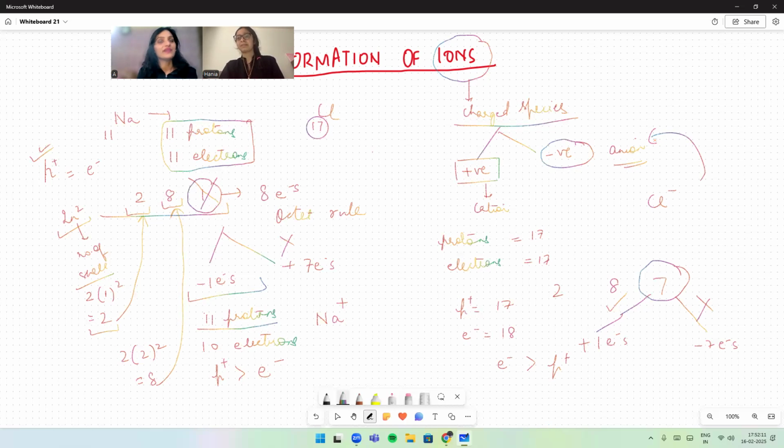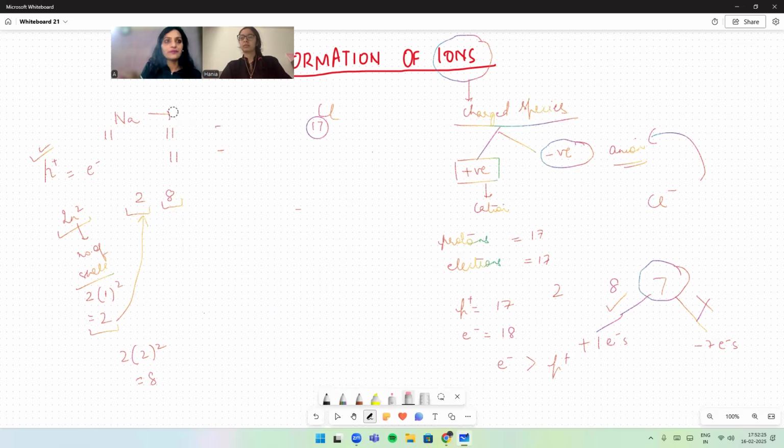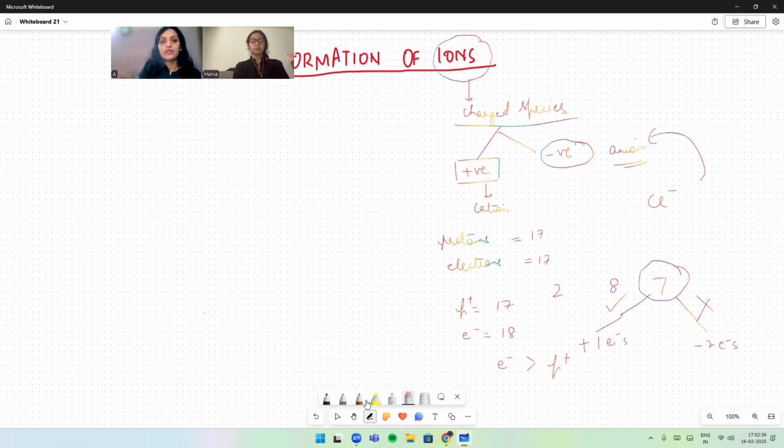Okay? So quickly I'm going to give you 2 elements more, and you are going to check how many electrons they are going to lose, and what will be the status of their protons and electrons as per the octet rule, right? So that the concept is totally clear with you. Number 1, you are going to make for magnesium. Number 2, you're going to make for aluminium, and oxygen. I'll tell you the atomic numbers of these. Magnesium is 12, aluminium is 13, and oxygen is 8.